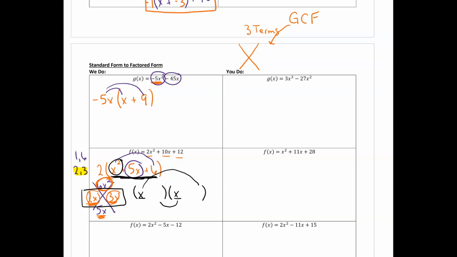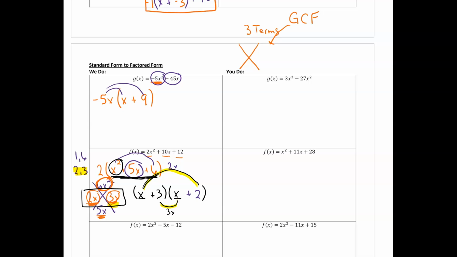So for instance, I want to ask myself, I'm going to use the highlighter, x times what can get me to 2x? And that would just be a 2. So I can do a 2 and I'll put a plus 2 for a positive 2, and that gets me the 2x. And then I'll ask myself, x times what can get me this 3x? And that would just be a 3, so plus 3 for positive 3, and that gets me my 3x.